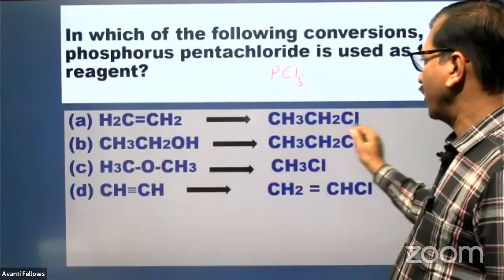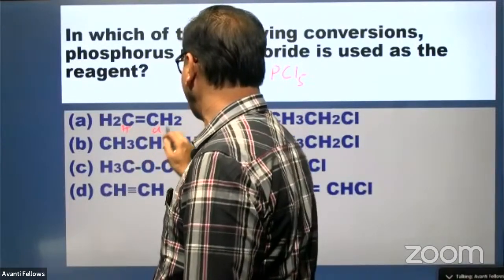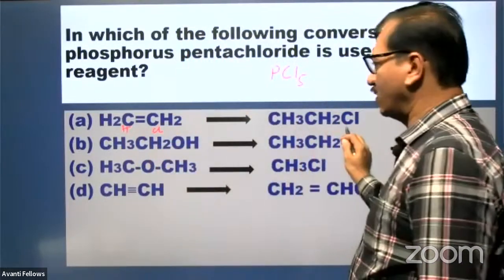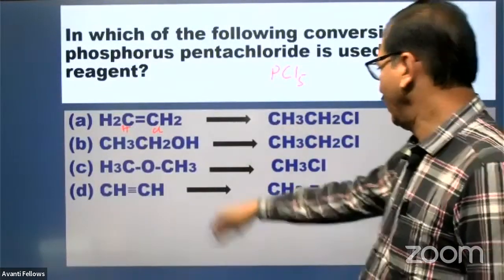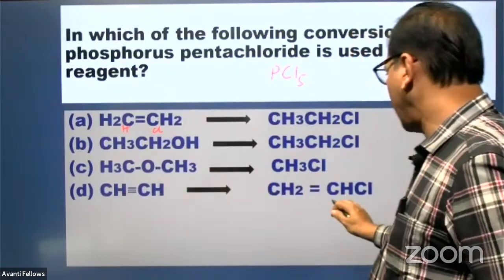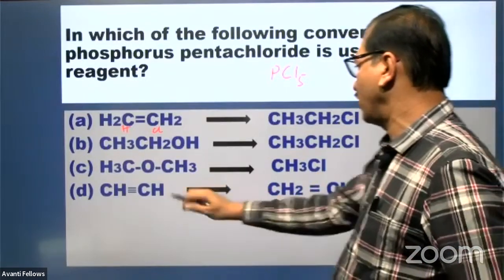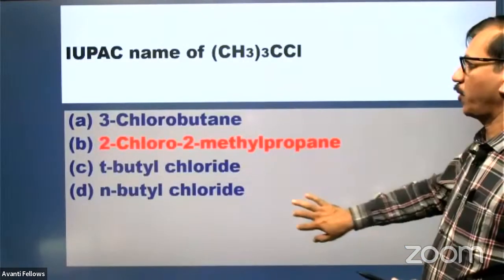Here, CH2=CH2 to CH3CH2Cl needs HCl, where H is added and Cl is added, not PCl5. Here, alcohol to alkyl halide is the conversion. This one is ether to this, which cannot be possible. And ethyne to ethene, again HCl is added. So option B is the right answer. 2-chloro-2-methyl propane, right.